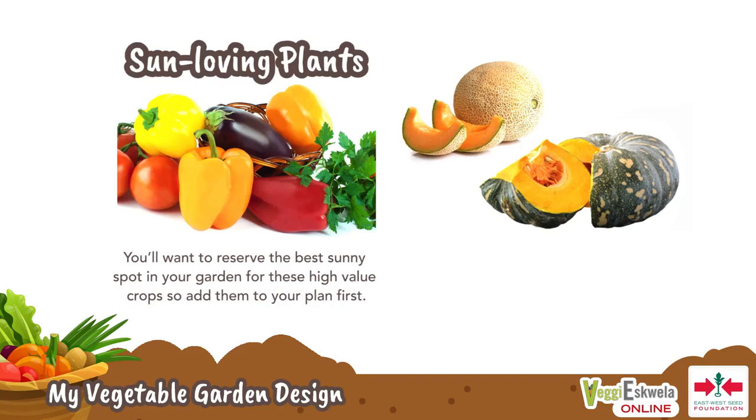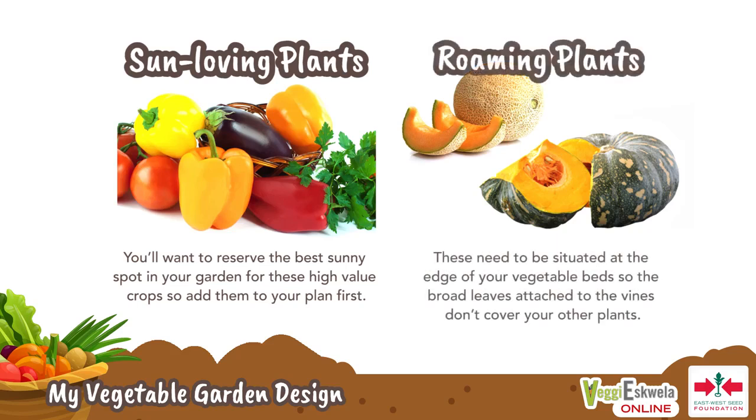Plants such as tomatoes, peppers, eggplant love the sun. You'll want to reserve the best sunny spots in your garden for these high-value crops. So, add them to your plan first. Next, place plants that like to send out vines that roam around the garden, like melon and squash. These need to be situated at the edge of your vegetable beds so that broad leaves attached to the vines don't cover your other plants. Placing them at the edge, let them spread out across paths or grass.